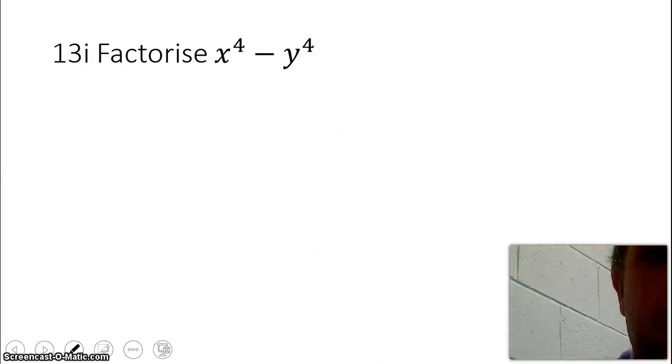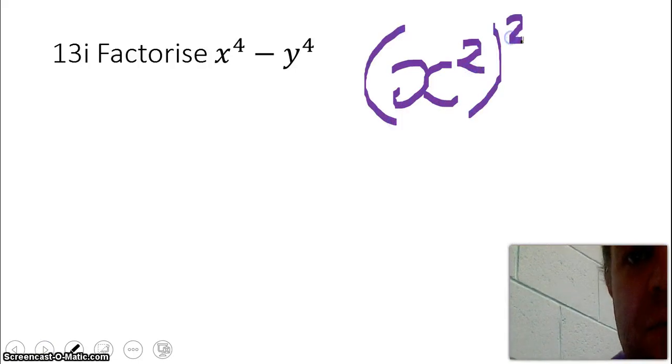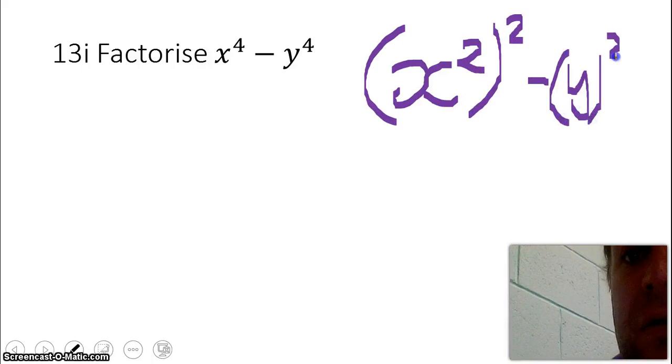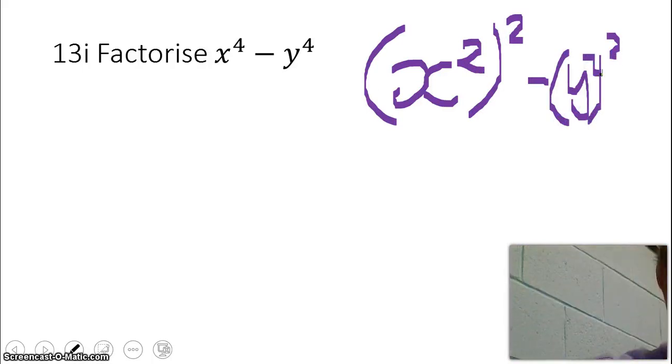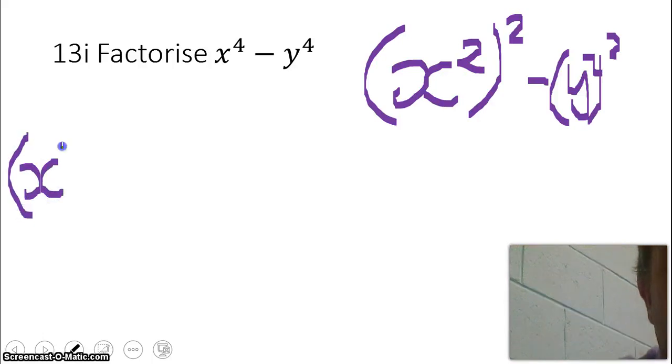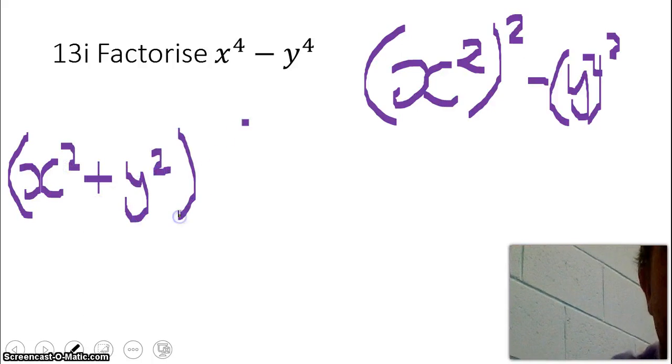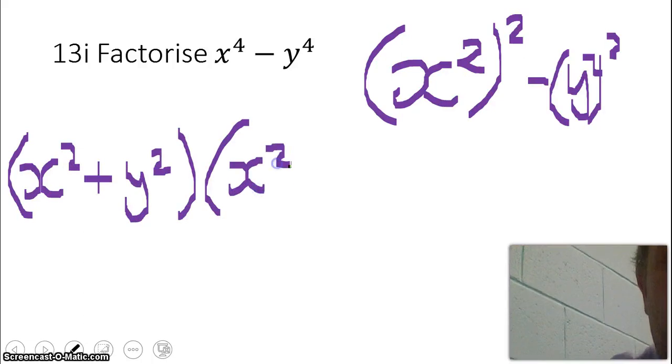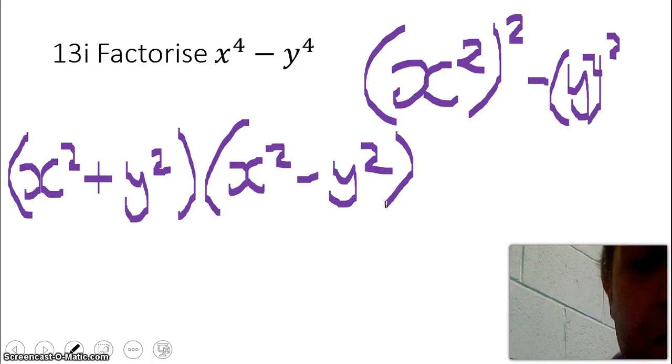And my last one, I've got x to the power of 4, which is x squared squared minus y squared. So my two squares is x squared plus y squared, and I've got x squared minus y squared. And that's all we have to do.